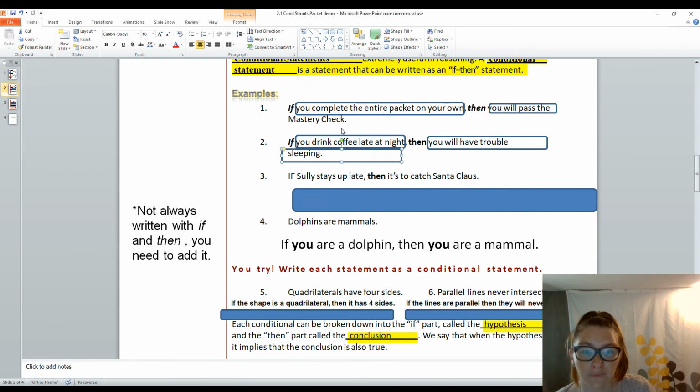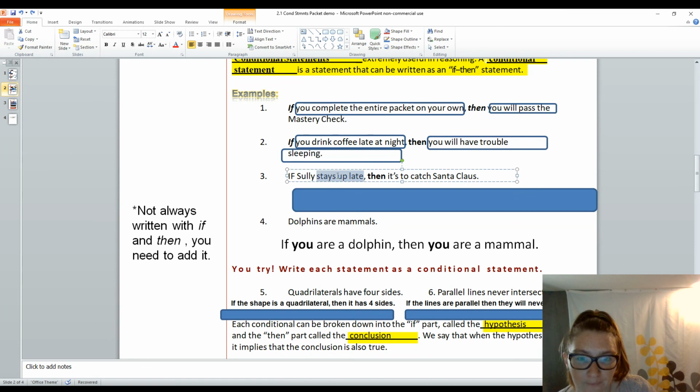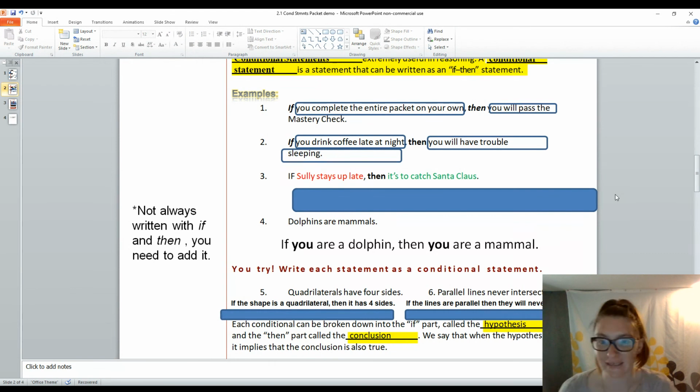Okay. Number 3, here it says, if Sully stays up late, then it's to catch Santa Claus. What would be the hypothesis? Right, Sully stays up late. Notice I'm not saying if. I'm not including if at all. I'm just including the words in between the if and the then. So I'm just going to highlight that. So that is your hypothesis. Your conclusion is it's to catch Santa Claus.